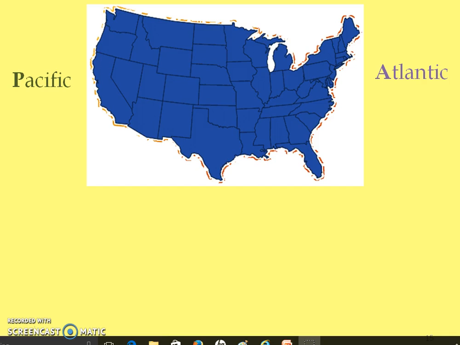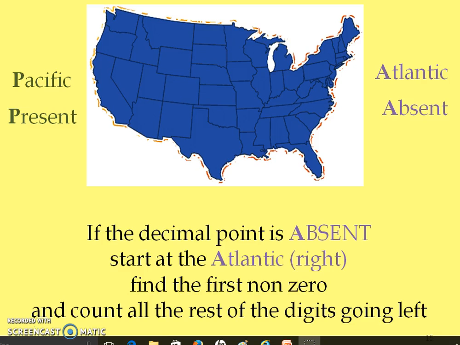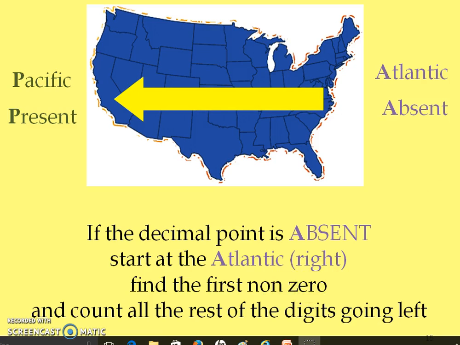So here we go. I like to look at the United States. We have the Pacific Ocean on the left and we have the Atlantic Ocean on the right. So we're going to say the Pacific Ocean represents the decimal point being present and the Atlantic Ocean the decimal point being absent. So what do we mean by that? If the decimal point is absent, we're going to start at the Atlantic side. We're going to find the first non-zero and then count them all up. So we're going to go that way, right to left.